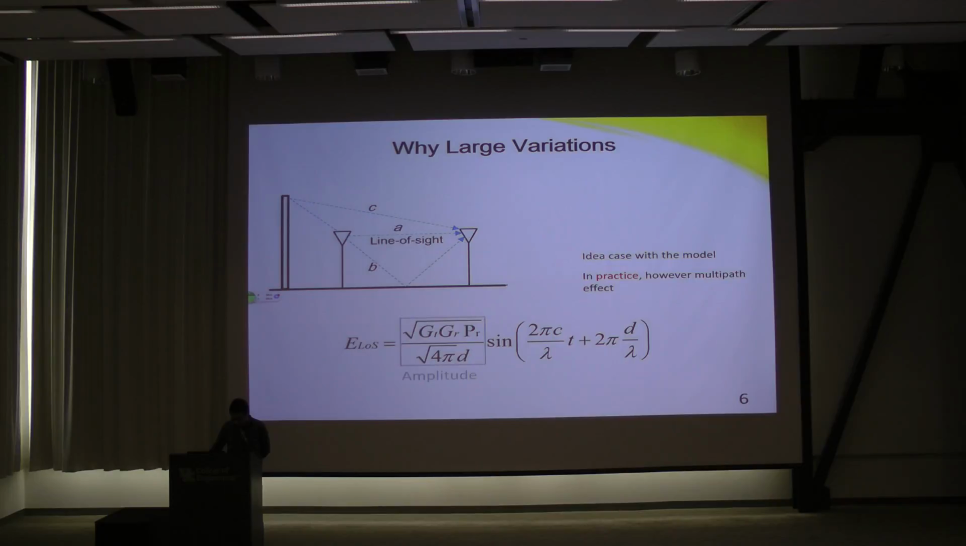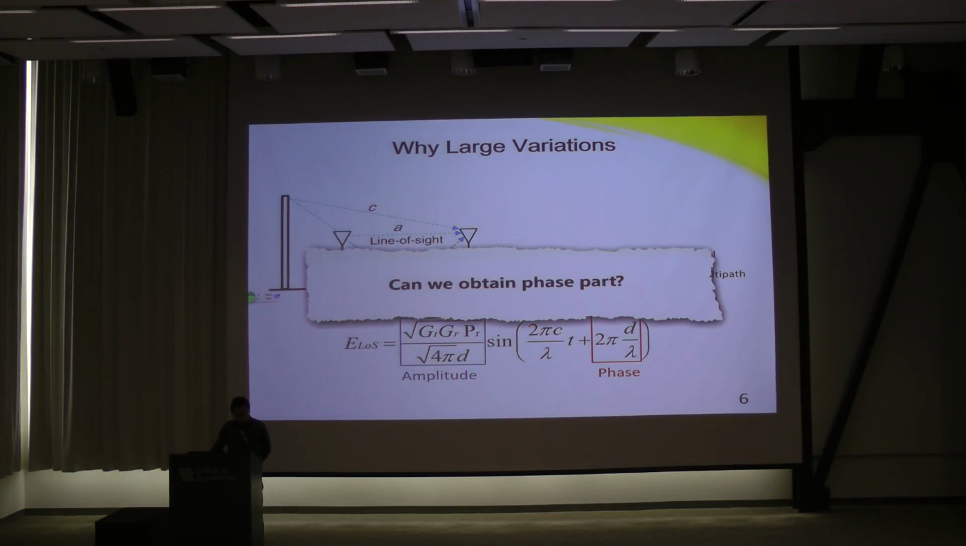And all the traditional methods measure the RSS based on this amplitude, but they all omit the phase part of the equation. So they cannot get a very accurate region. Our idea is, can we obtain the phase part?